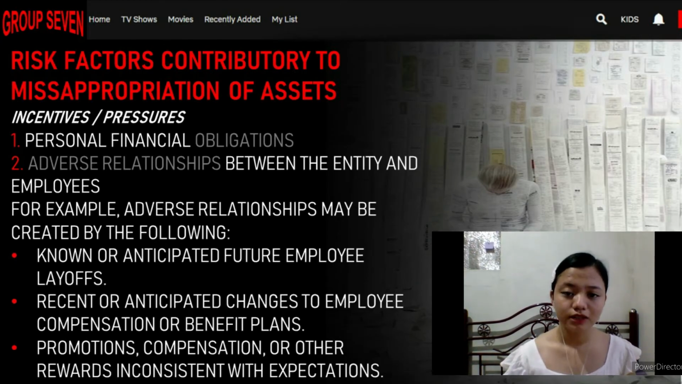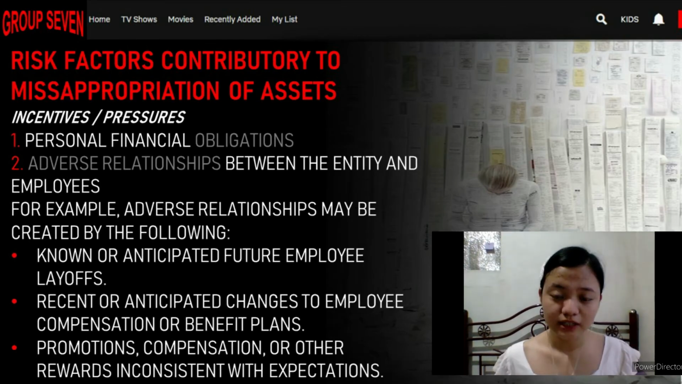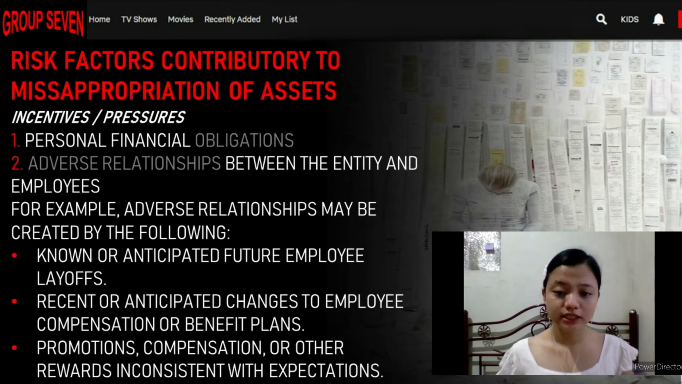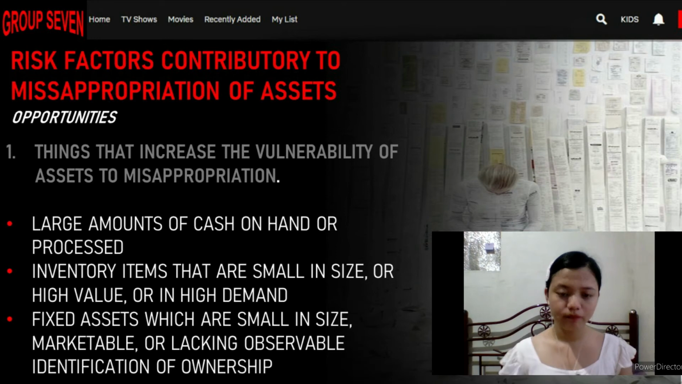Moreover, unpleasant relationships between the entity and the employees with access to cash or other assets susceptible to theft can also drive those employees to misappropriate those assets. For example, adverse relationships may be created by the following: known or anticipated future employee layoffs, recent or anticipated changes to employee compensation or benefit plans, and promotions, compensation, or other rewards inconsistent with expectations.